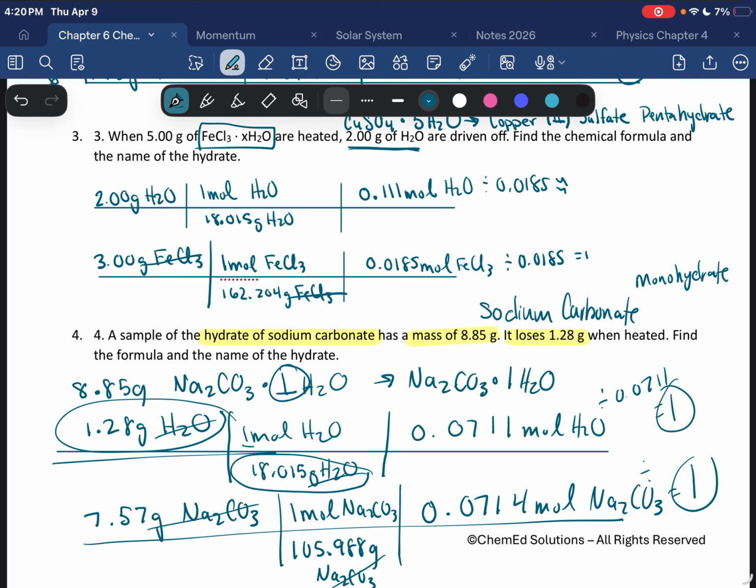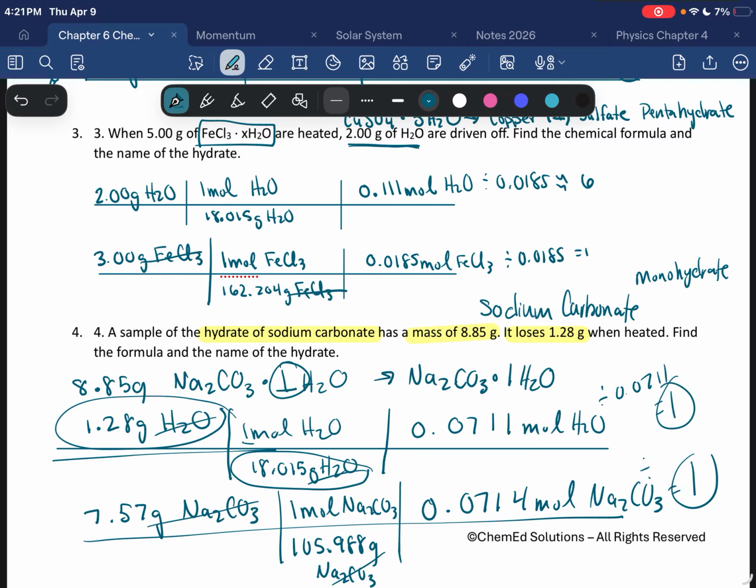So 0.111 divided by 0.0185 comes out to about 6. I don't know why I wrote monohydrate there. Oh, that's for the problem below. Okay, that's the problem beneath this, so I'm going to erase that here. Oh, that's a big eraser.